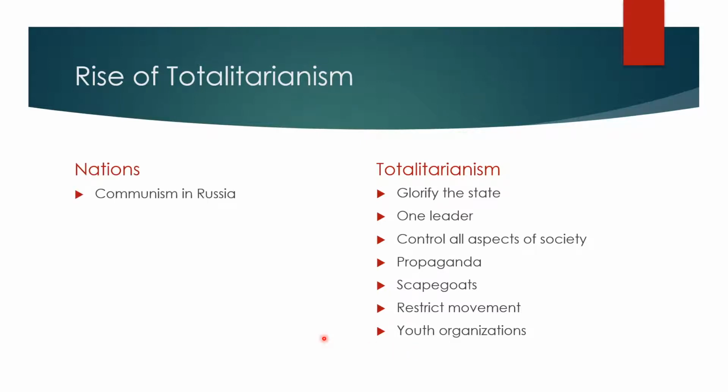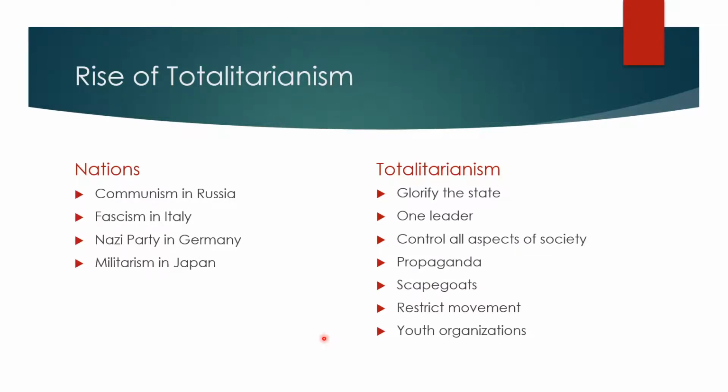So the nations that were totalitarian governments during World War II: first, communism springs up in Russia. Russia becomes the Soviet Union shortly after World War I, when communism takes over in Russia. Benito Mussolini rises to power in Italy with the Fascist Party in the 1920s, and then the National Socialist Party takes over in Germany in the early 1930s.